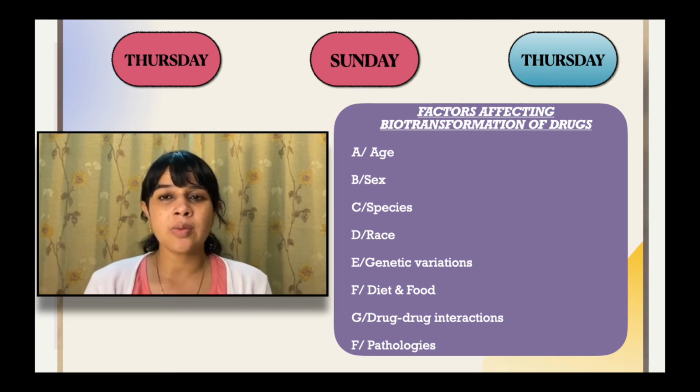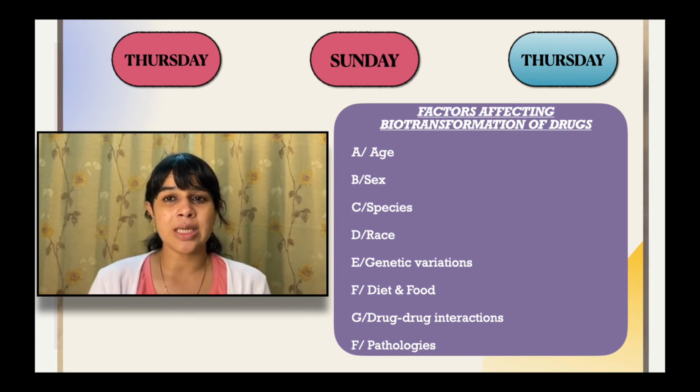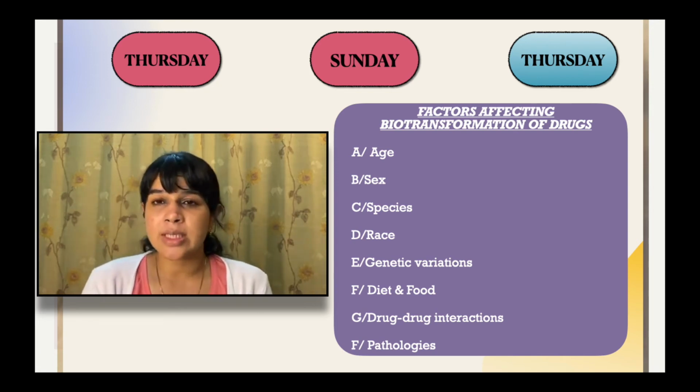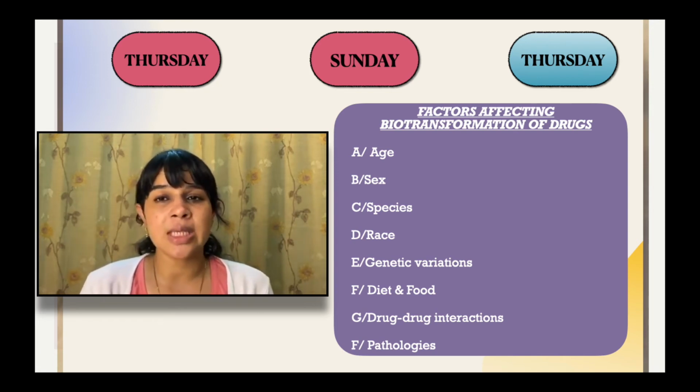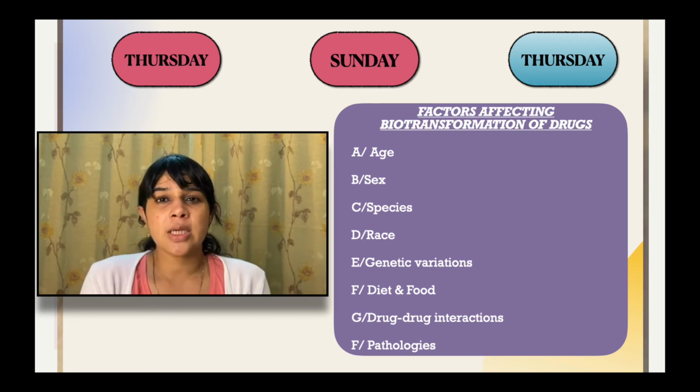Next, I talked about some unimportant factors which are not much proven in human beings, but they are seen importantly in a few animal species, and they are sex and species. As far as races are concerned, there is a difference seen between the Chinese and the Indian races. Then the most important factor affecting drug biotransformation is genetic variation.